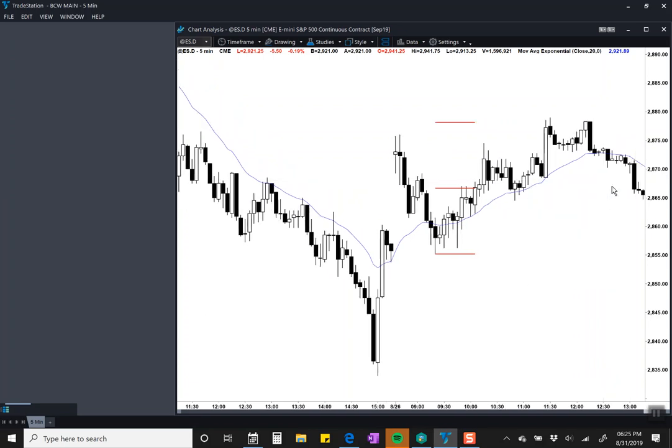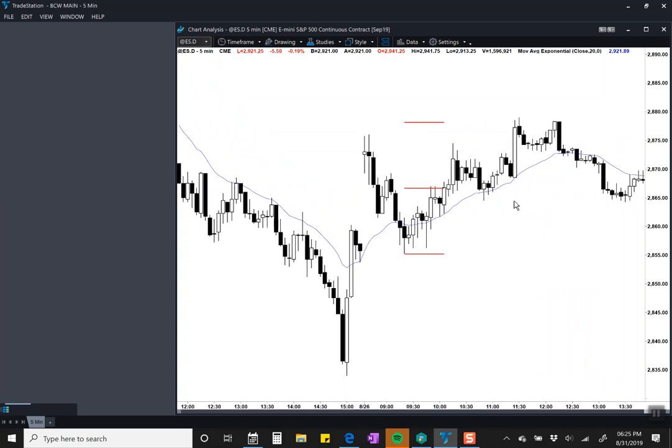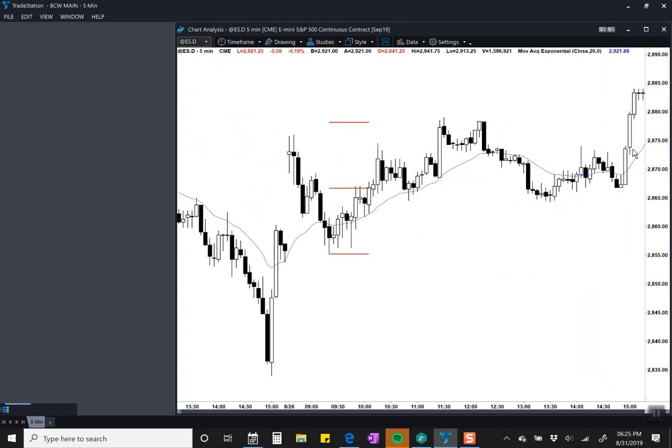And there you go. And pretty much trading range for the rest of the day, except for the end. I've got to cut the video short. I'll continue this tomorrow. Thanks.